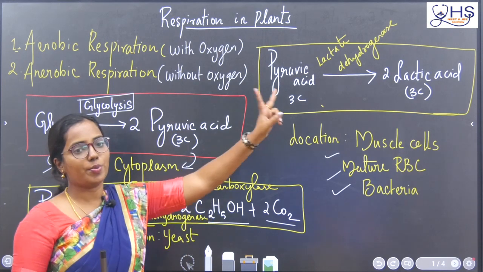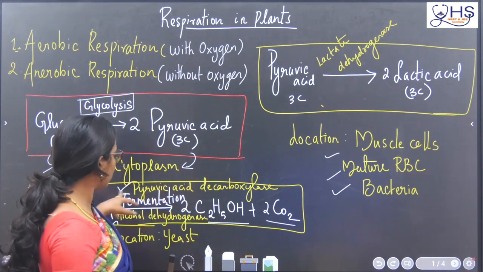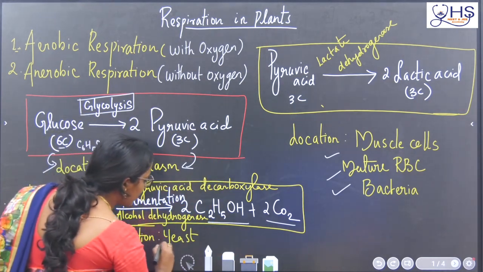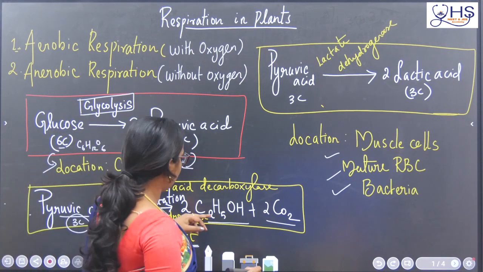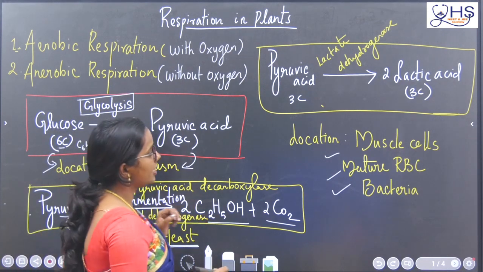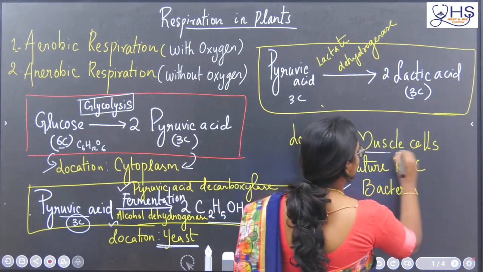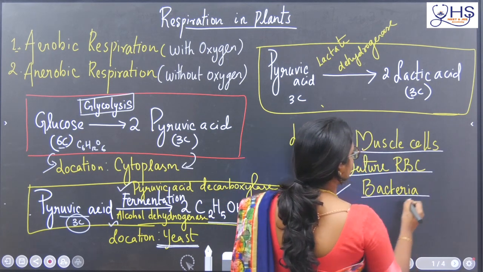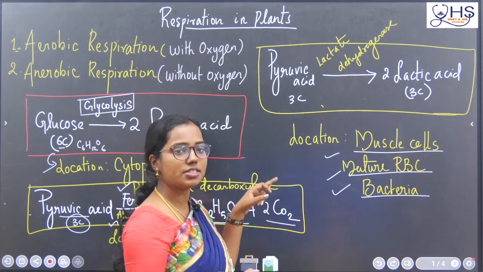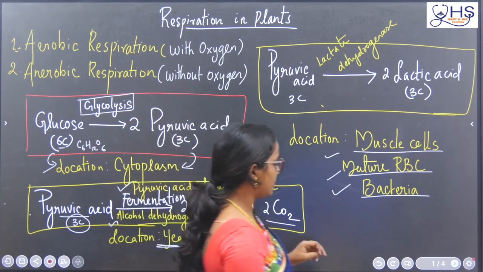இது ரெண்டுமே எங்க நடக்கும் அப்படினா anaerobic-ஆ நடக்கும். This ethyl alcohol production is in yeast, and the lactic acid fermentation takes place in muscle cells, mature RBC cells and the bacterial cells.